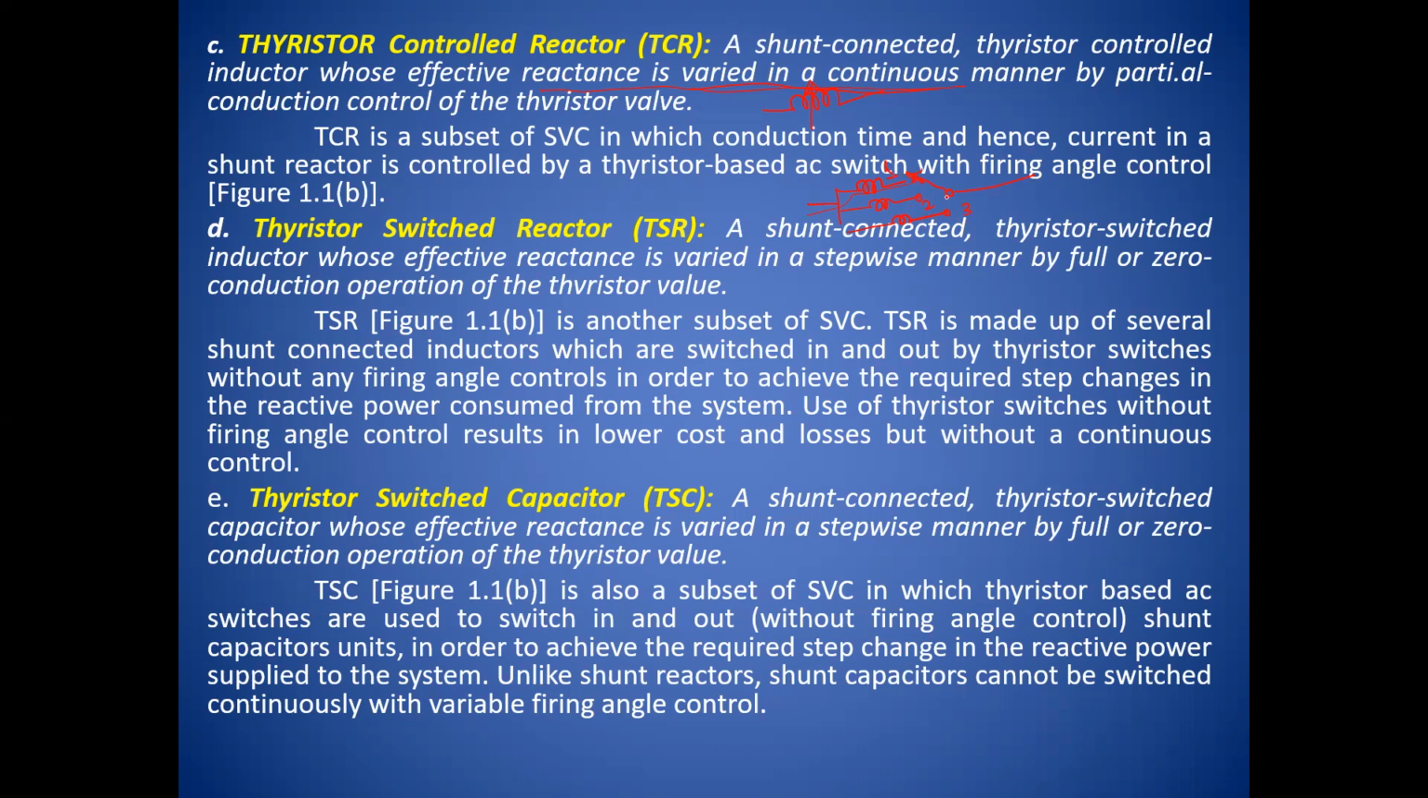So it is going to switch in this manner, and it is possible only because of the fixed value of firing angle. By keeping a fixed value of firing angle, either at 0, there is full conduction, and when the firing angle is equal to 180 degrees, it acts as an open switch. So it is a shunt connected thyristor switched inductor whose effective reactance varies in a stepwise manner, by full or zero conduction operation of the thyristor valve. Either you have to conduct the capacitor, your thyristor, in the full manner.